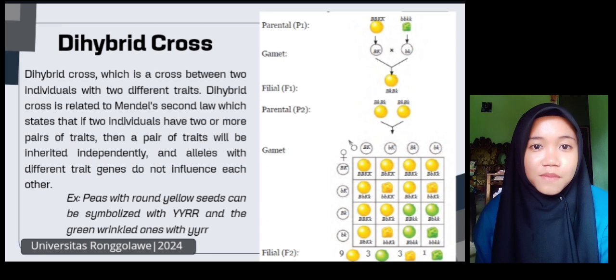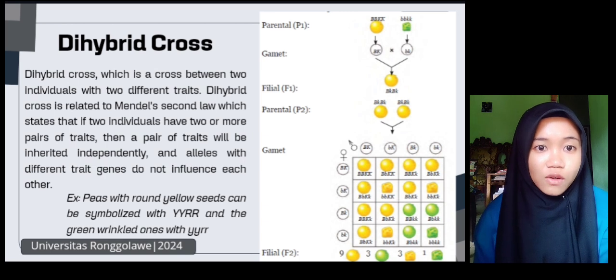For example, peas with round yellow shades can be symbolized with two Y capitals and two R capitals, and the green ones with two y lowercase and two r lowercase.